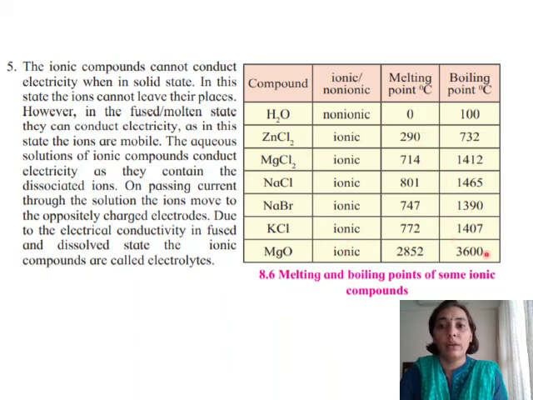Here a table has been provided to you, in which a list of ionic compounds has been given. Their melting and boiling points have also been given, and that indicates that they have very high melting and boiling points, except water, which is non-ionic, because the bond between hydrogen and oxygen in water is a covalent bond, and so the melting and boiling points are lower as compared to the ionic compounds. So with this, we come to the end of the ionic compounds.